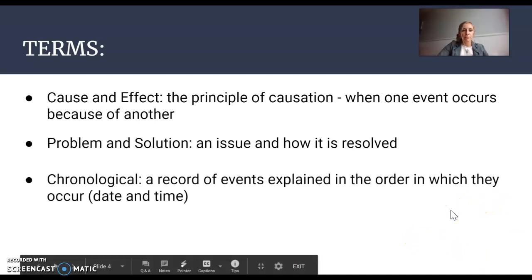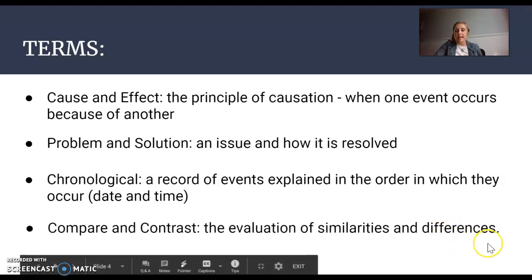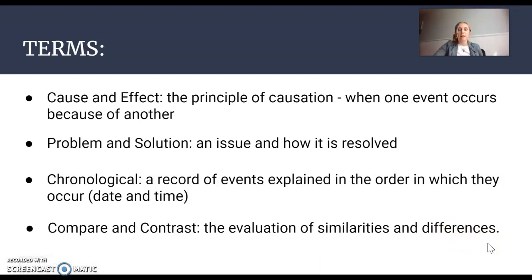And our last one, oh, there's chronological again, just skip that one. Compare and contrast. This is the evaluation of similarities and differences, okay? So in a text like this, we talk about potato chips and Doritos, right? So that would be comparing what Doritos are like and what potato chips are like. They're going to say how they're similar. They're both chips, but one is made of a corn type material and one is made of potatoes, okay? Compare, contrast. Those are your terms.